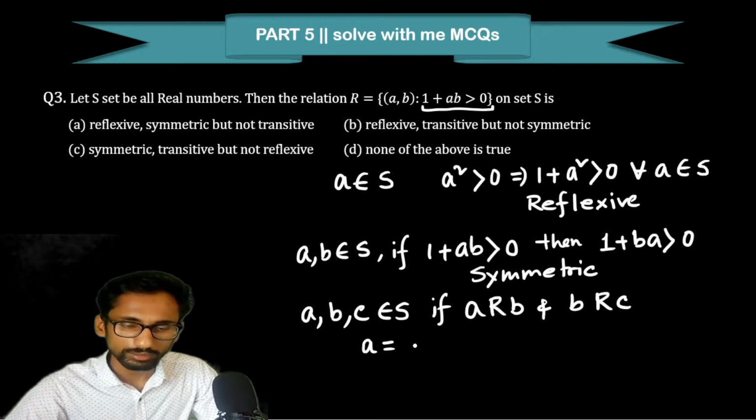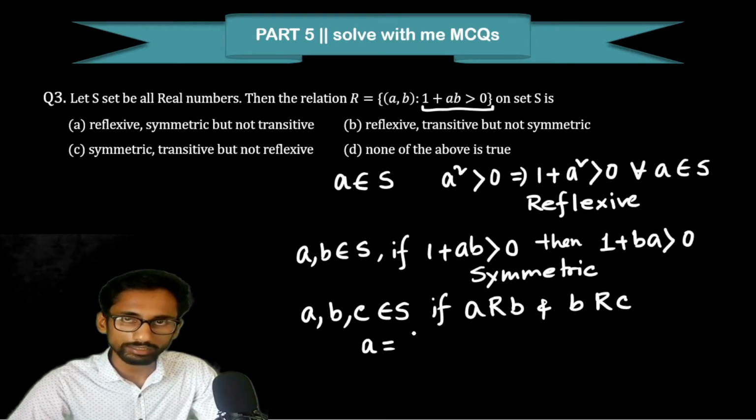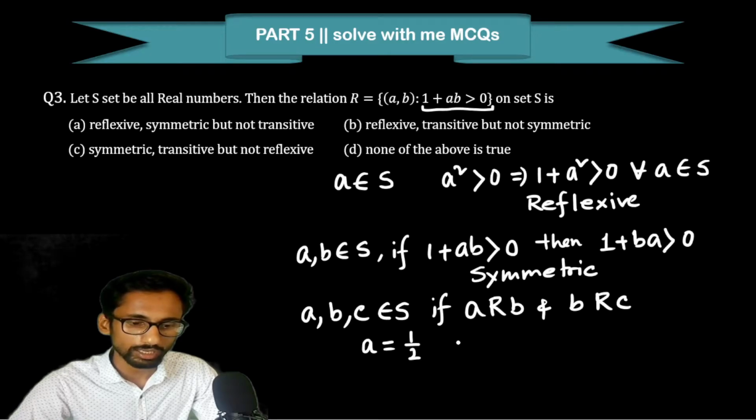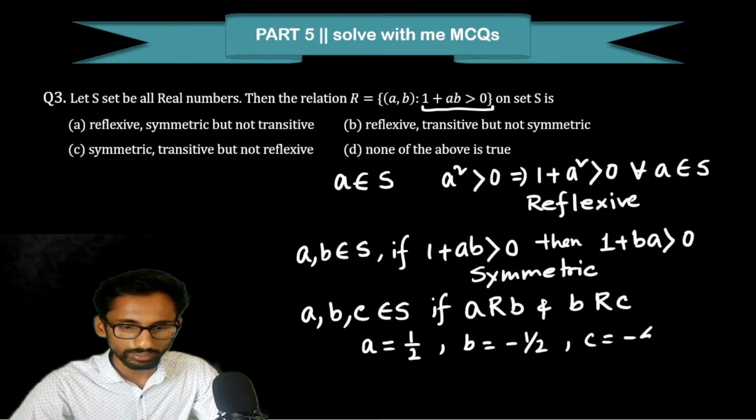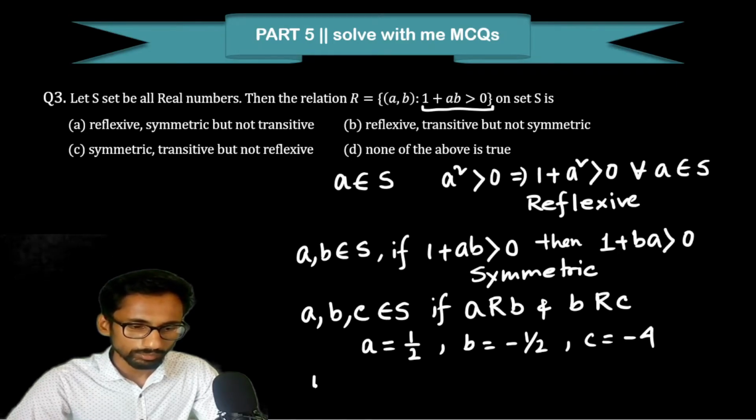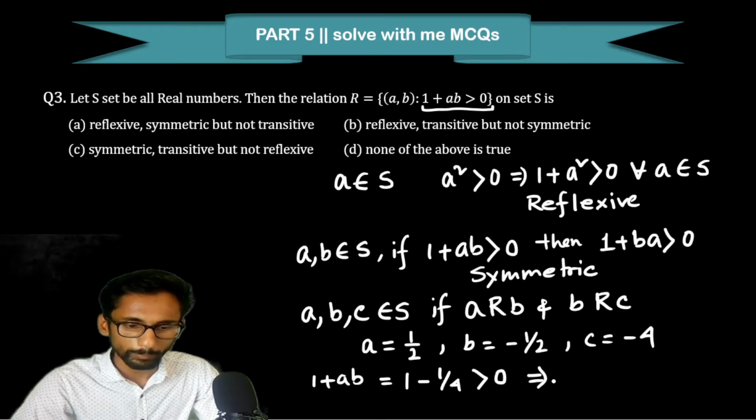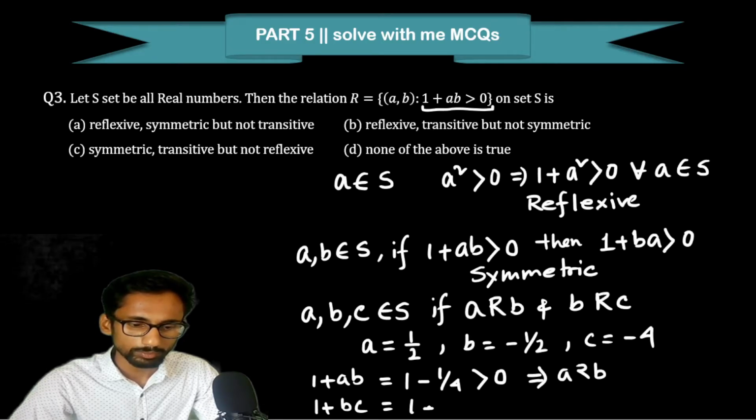If we consider some numerical examples for a, b and c, for example, a is equal to half, b is equal to minus half and c is equal to minus 4. You can see that here 1 plus ab, which is equal to 1 minus 1 by 4, is greater than 0. That means a is related to b. Similarly, 1 plus b into c, which is equal to 1 plus 2, is again greater than 0. That means b is related to c.